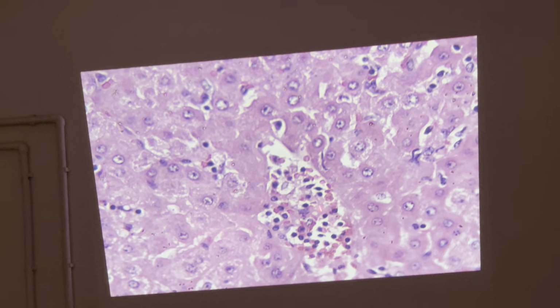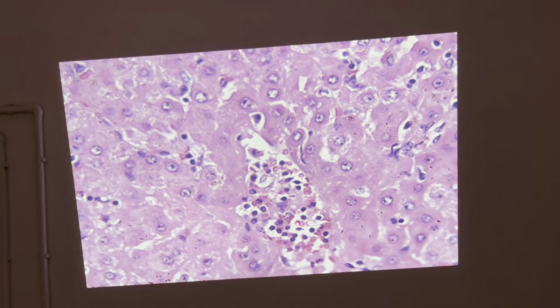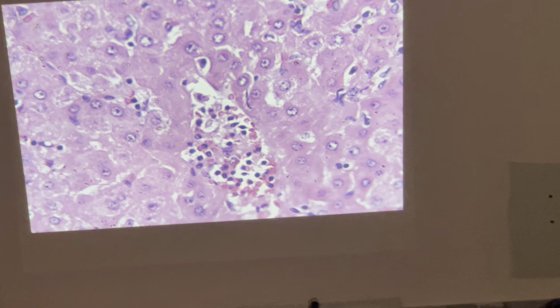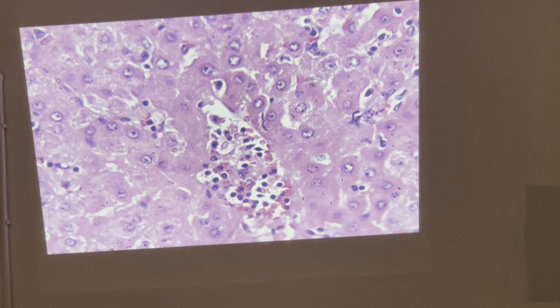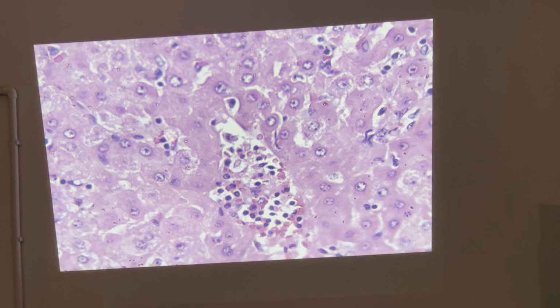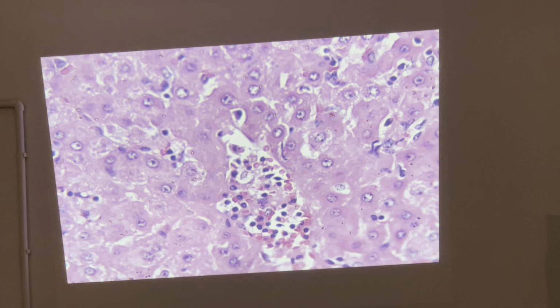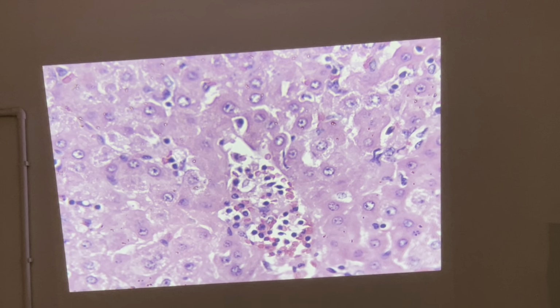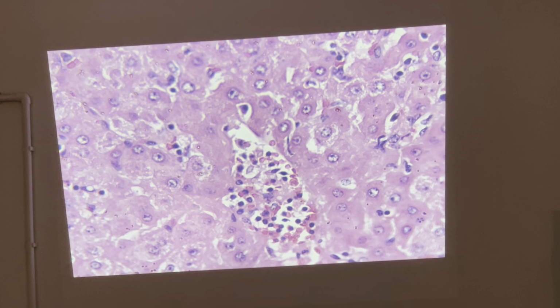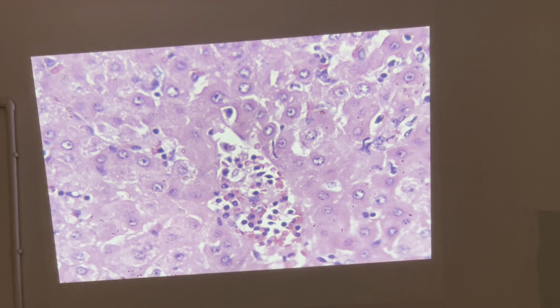Inflammatory cell. There is an infiltration of the inflammatory cell inside the central vein and also inside what? The sinusoidal capillary. You know sinusoidal capillary. The type of the inflammatory cell is acute or chronic. This is in the high power.